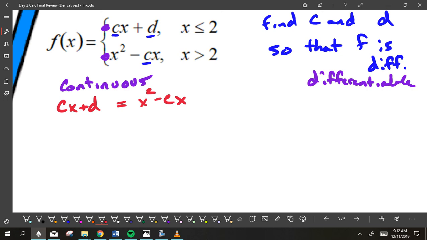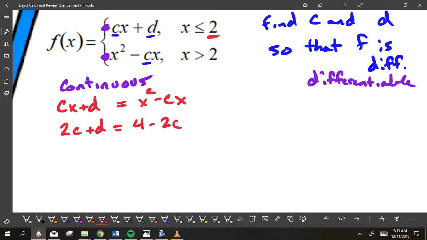What is the only x value that I really care about? 2. So this is when I'm really finding the limit as x approaches 2 from the left and from the right. I'm going to plug in 2, and so I'm going to get 2c plus d equals 4 minus 2c. I plugged in 2 for x because it's the only place where maybe they're not continuous, because lines and parabolas are both continuous by themselves.